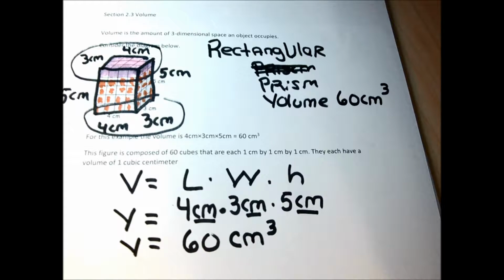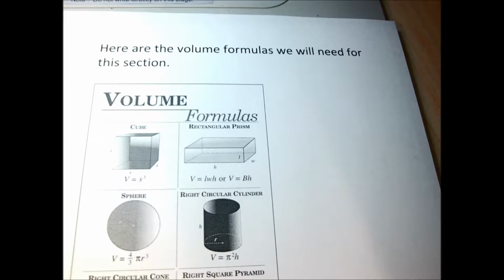So even if this box wasn't cut up into 1 by 1 by 1 cubes, you can still find its volume if you have the volume formula that you need. So part of the difficulty in this section is just going to be looking at a shape and knowing what the shape is called so that you can pull out the right volume formula. And that's kind of what the next couple pages show.